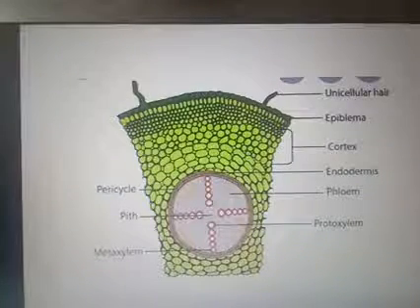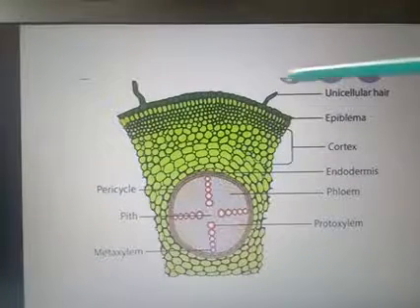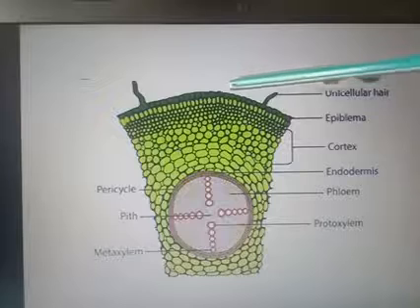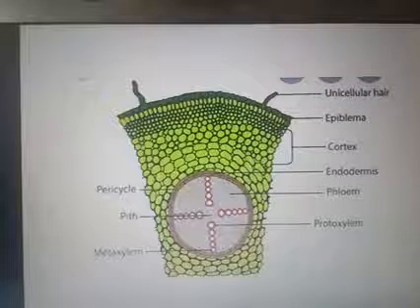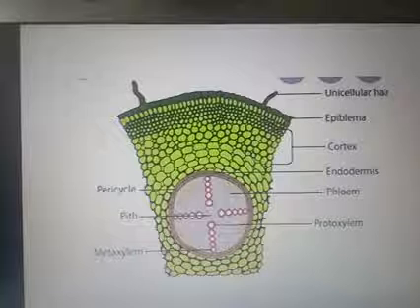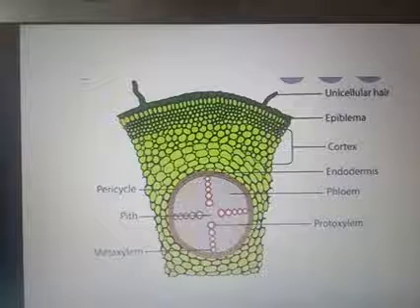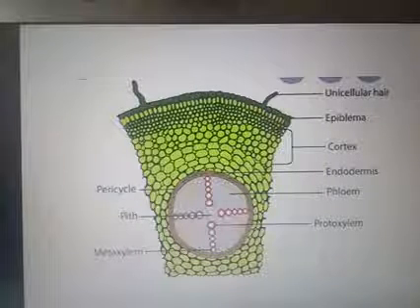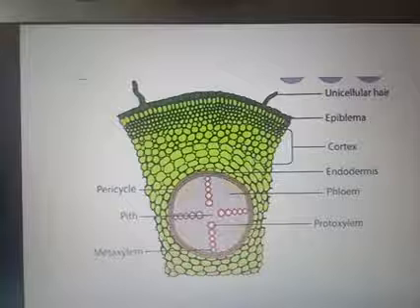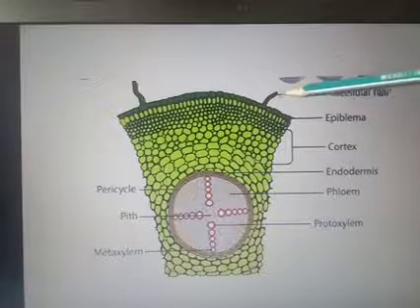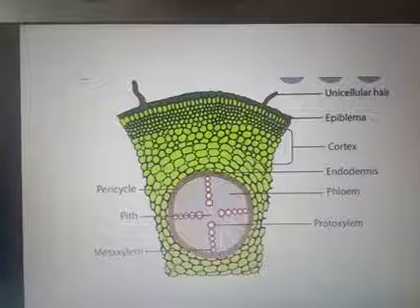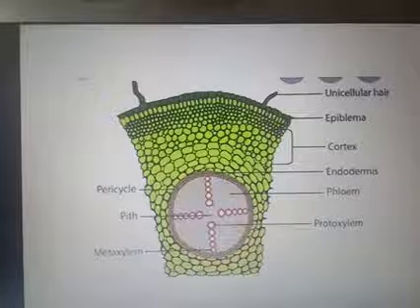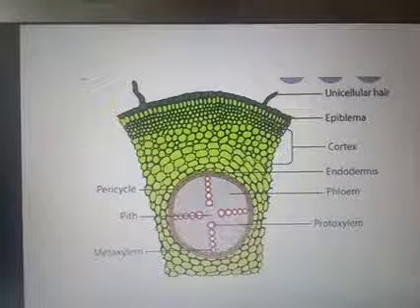This is a cross section. The dark green portion is the epidermis. This is a cross section of a root or stem. Do you have any idea what this picture indicates? Here it is clear that there is a unicellular hair. Unicellular hair means a root hair. In the case of a stem, it has a multicellular layer. So it is a cross section of the root.